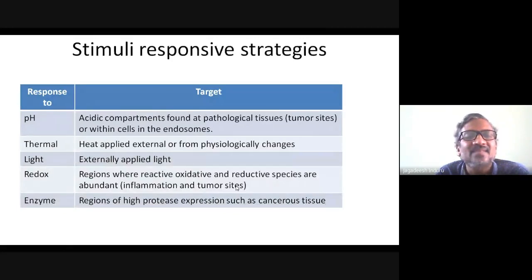The redox system is a response that goes to the target region where reactive oxidative and reductive species are abundant, like in inflammation and tumor sites. So there we are going to target. Another one is enzyme response, to a specific enzyme which is liberated in regions of high protease expression, such as in cancer tissues.